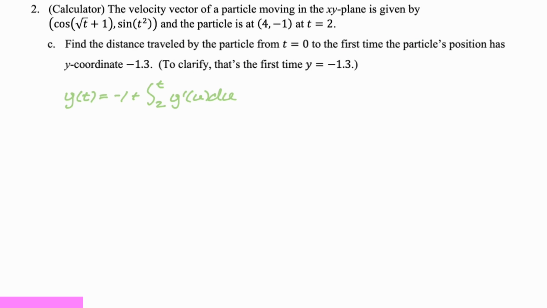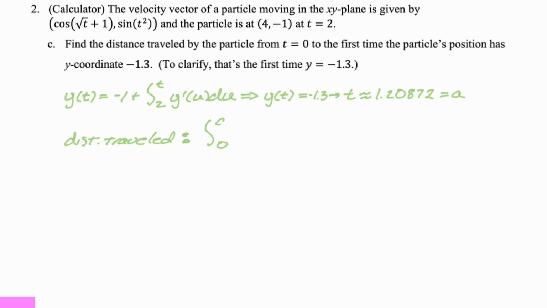I'll see you there. Okay, so we basically started off by saying we needed y of t to equal negative 1.3. After graphing it, we found that t is approximately 1.20872, stored that as a. Then the question is, what is the distance traveled? So distance traveled, we know, is going to be the integral of speed, the integral of the magnitude of velocity, or the integral, in this case from 0 to a, of the square root of x prime squared plus y prime squared. Any way you want to remember that, you just have to remember it. We did all that, and the calculator told us that's approximately 0.620.